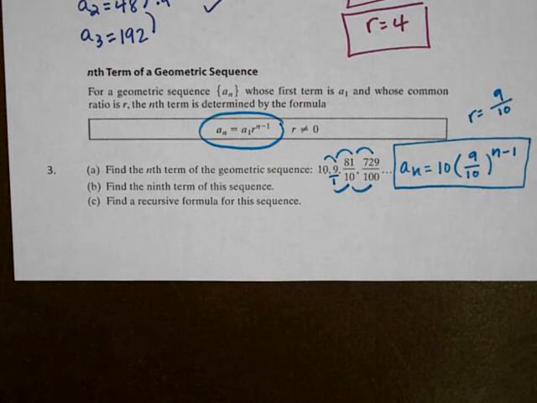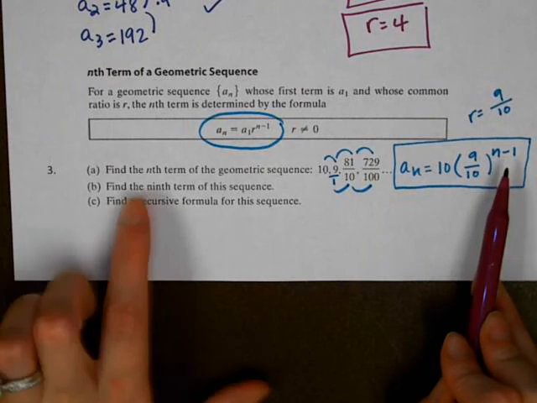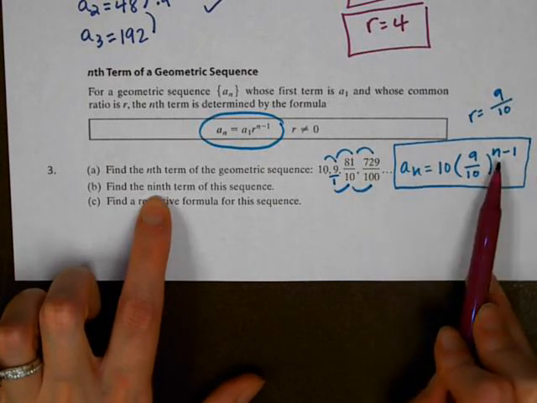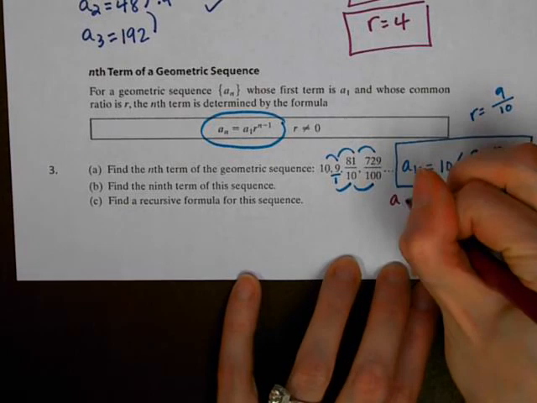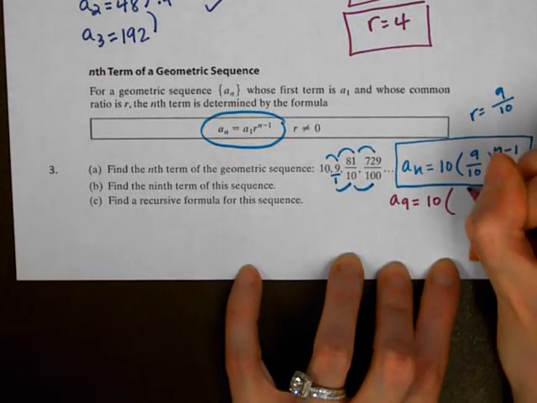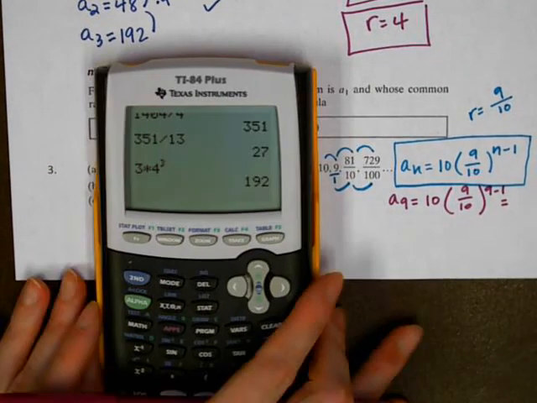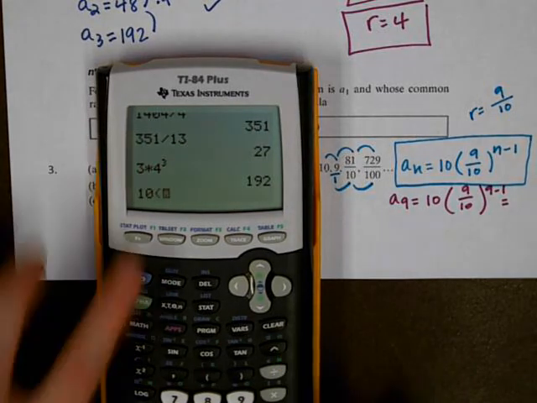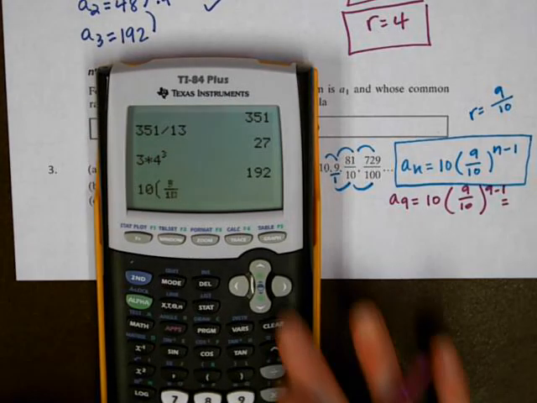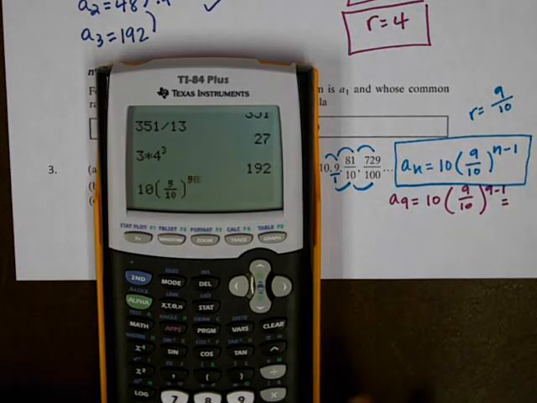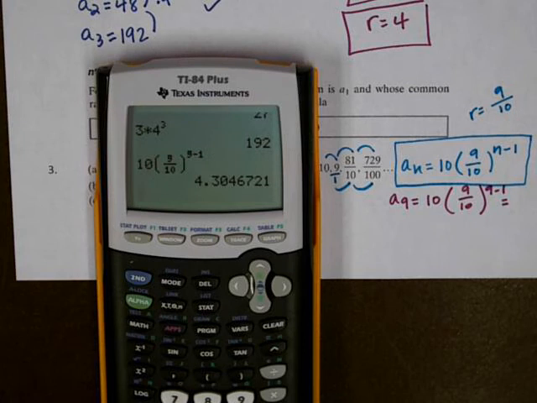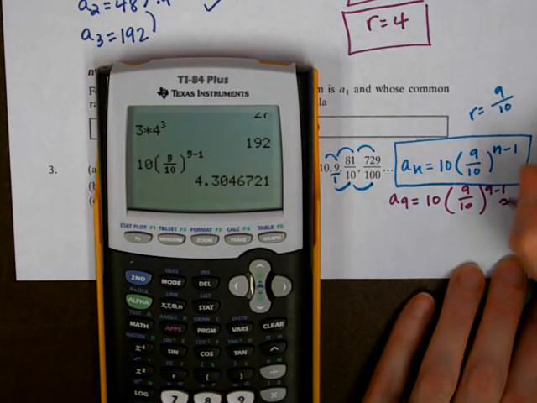Okay, letter B. Find the 9th term. Well, now that we have our formula, if we want the 9th term, we should just plug in 9 for n. So a sub 9 is going to be 10 times 9 tenths to the 9 minus 1 power. You end up getting about 4.30, because I don't have any more room.